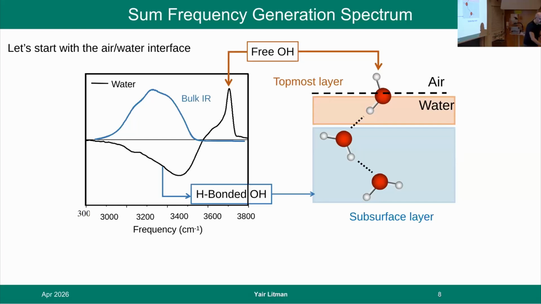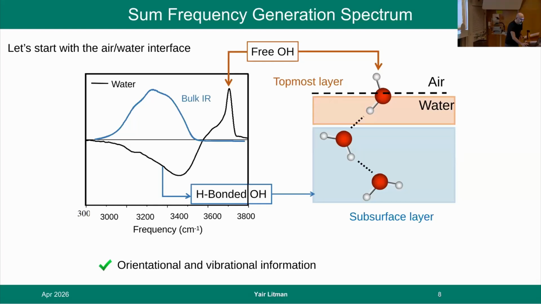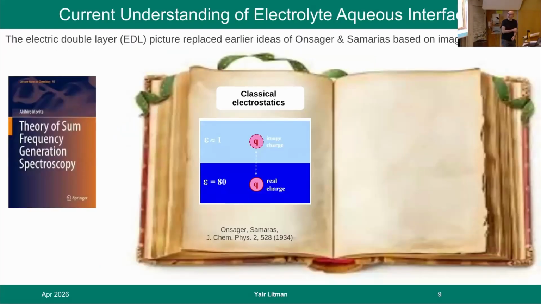Okay, so let's get to the electrolytes. If you open, let's say, a textbook, so for example, I picked this one on the theory of sum-frequency generation spectroscopy, and we go to chapter 7 or 8, and we want to understand how ions behave at interfaces. Normally, you will say, well, almost 100 years ago, we have this very nice work by Onsager and Samaras. Probably I'm mispronouncing the name, but it's fine.